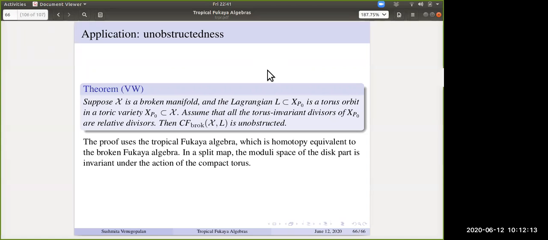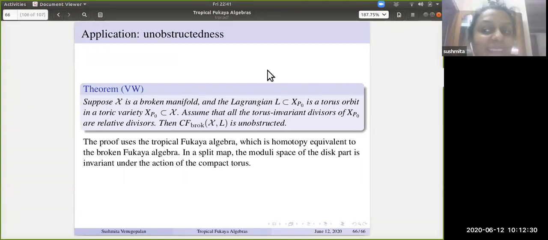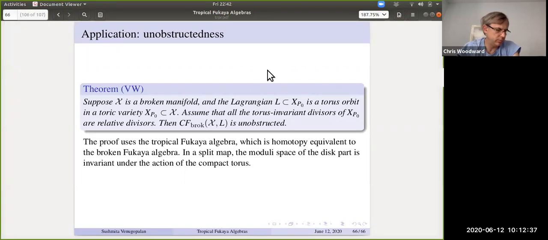Any more questions? Okay, I would like to ask one last one, if that's okay. Have you thought about how your unobstructedness proof relates to the one of Fukaya-Oh-Ohta-Ono? No, I've not thought about it. Mohammed, do you mean in the toric case? I mean, in the toric case, yes.